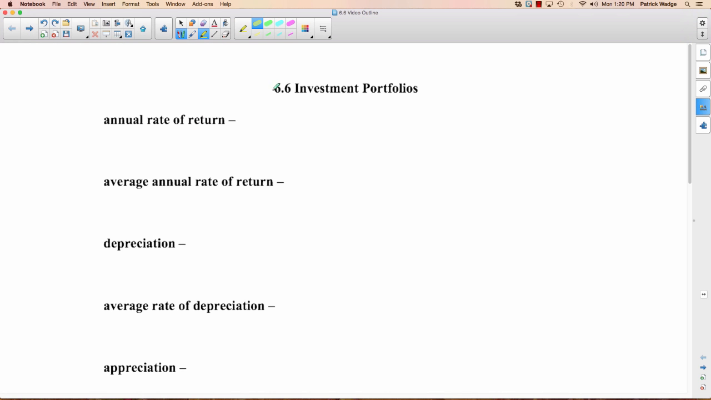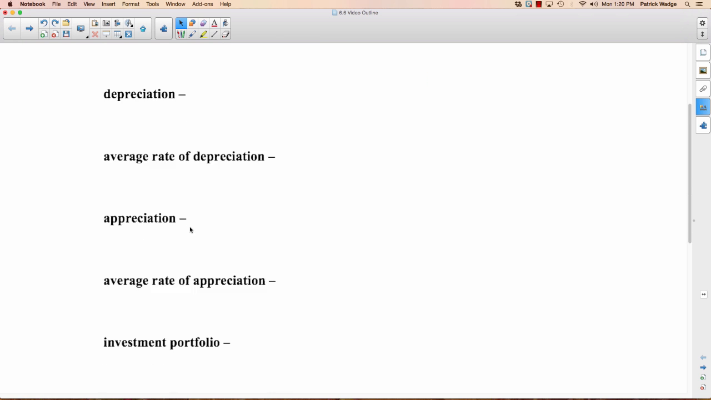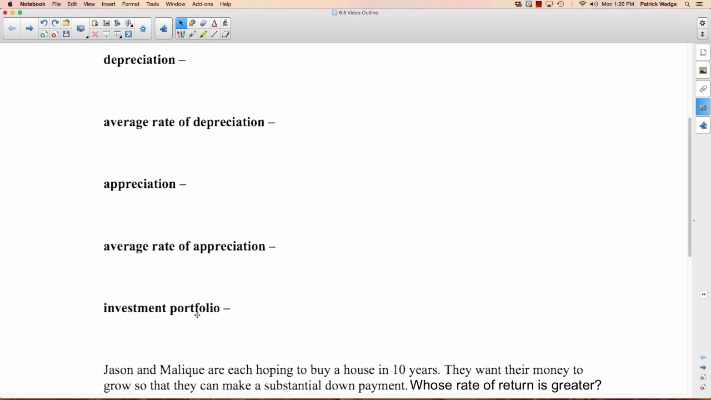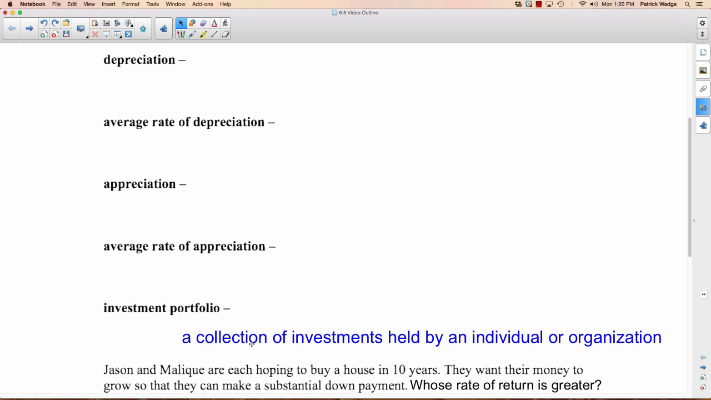Okay, the last section in chapter 6 is 6.6 on investment portfolios. So what the heck, let's go all the way down here to where it says investment portfolio. What is an investment portfolio? Basically, it's a collection of investments held by an individual or organization.